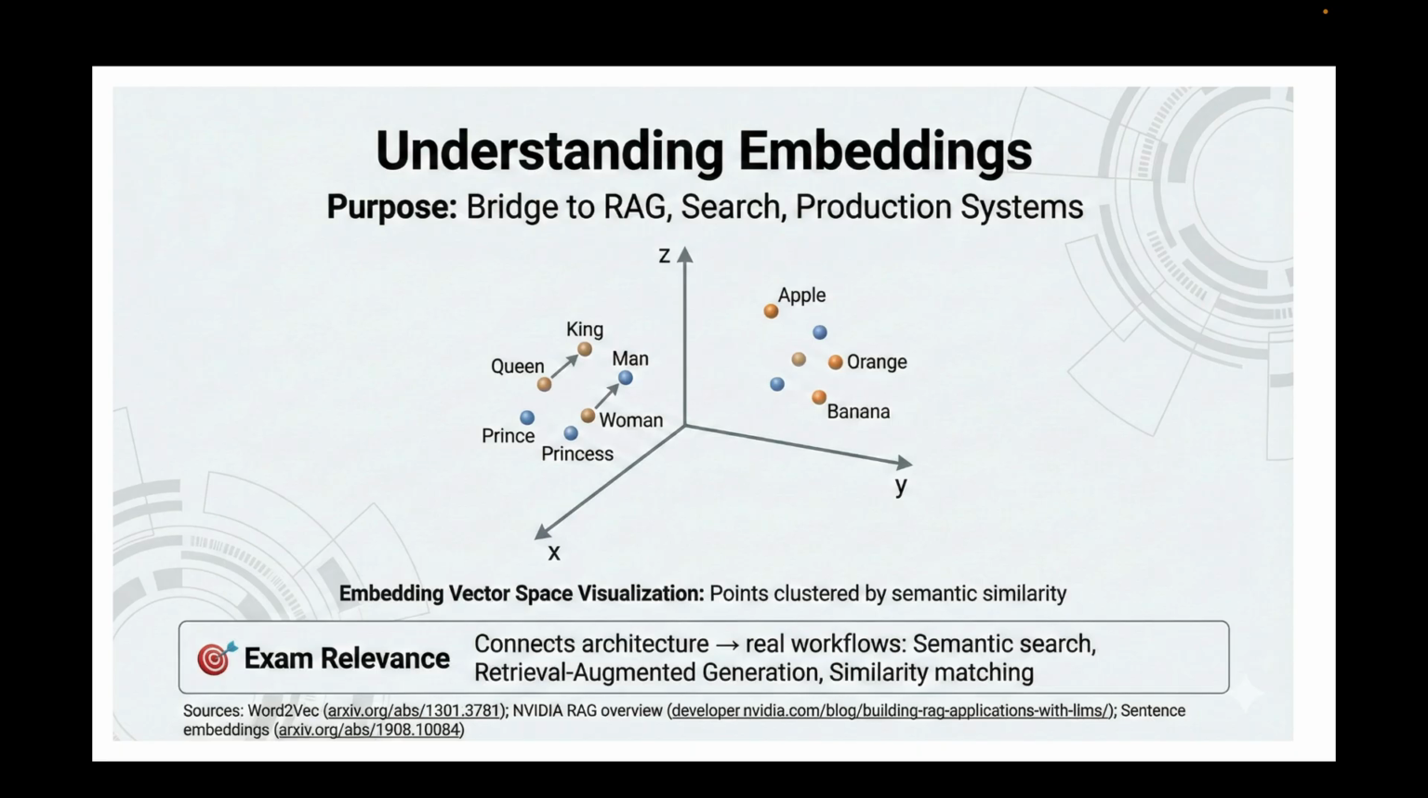Furthermore, the relationships between words remain consistent. The vector distance and direction between king and queen is roughly the same as between man and woman. Why does this matter practically? Because you can programmatically extract these intermediate vectors. This is the foundation of retrieval augmented generation, RAG, and modern semantic search systems.